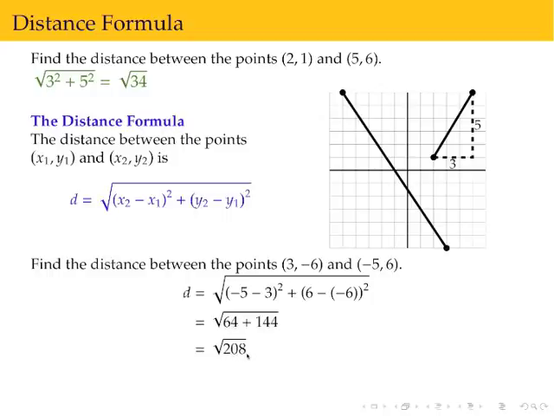Now, 208 is equal to 16 times 13. So, since 16 is a perfect square, I can pull out the square root of that, which is 4, and I get 4 root 13.